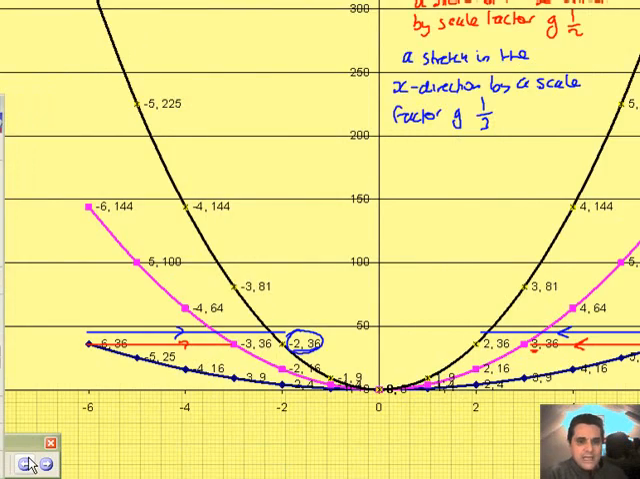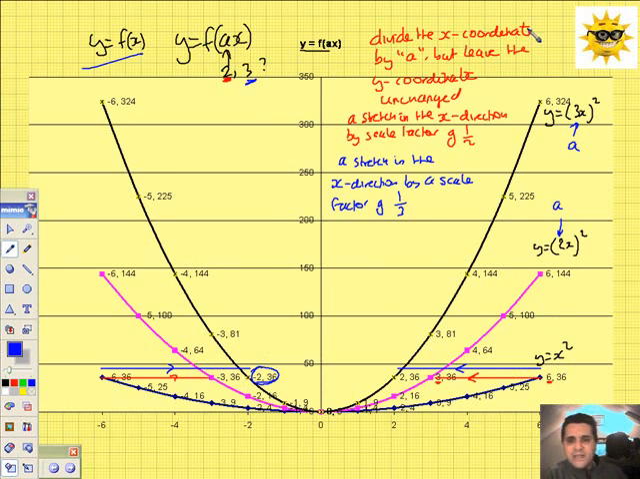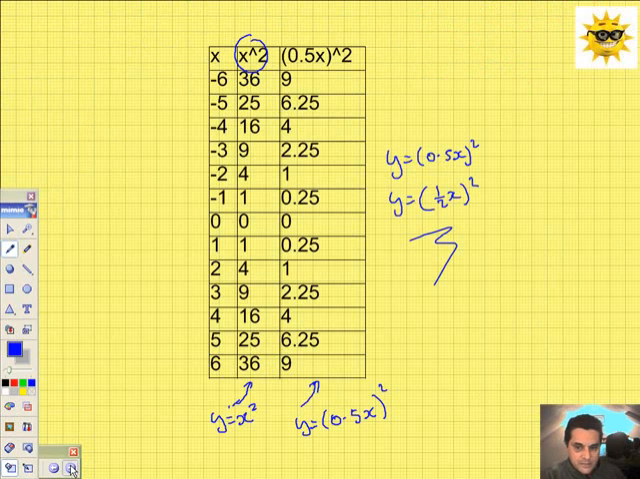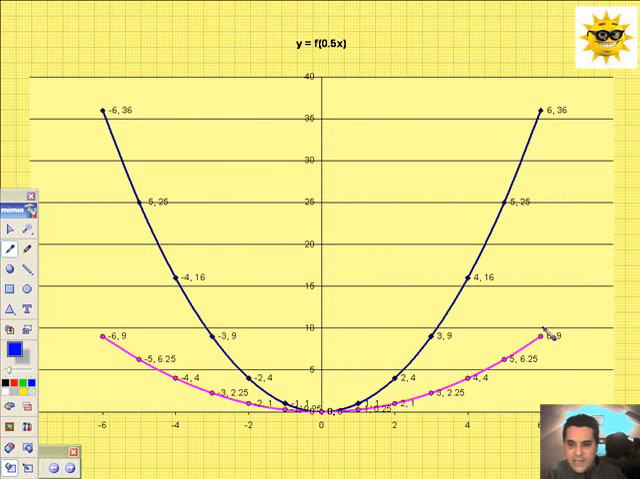What is the rule? It says you divide the x coordinate by the a value. In this case it's going to be a half, but you leave the y coordinate unchanged. Let's see if it works. So here's my graph of y equals x squared. It's working black for now. I know it's y equals x squared.